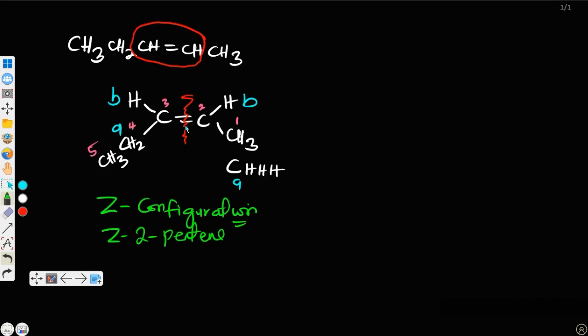Now, have we done this? The next thing is, because the question says draw and label the E and Z isomers for the following, which one did we just draw? The Z isomer. Are you getting it now? So we have to draw the E isomer. Now to draw the E isomer, all we need to do is come here and interchange one of the groups. We can decide to interchange this one so that CH3 will be on top here, and then what are we going to have here? Hydrogen.